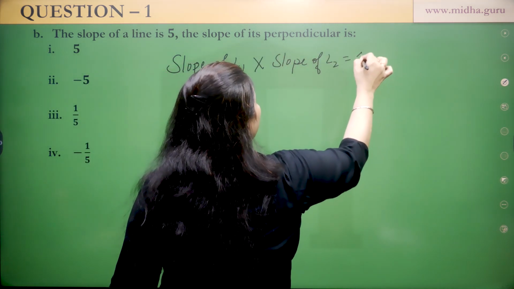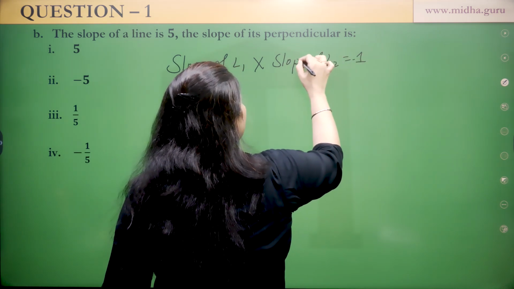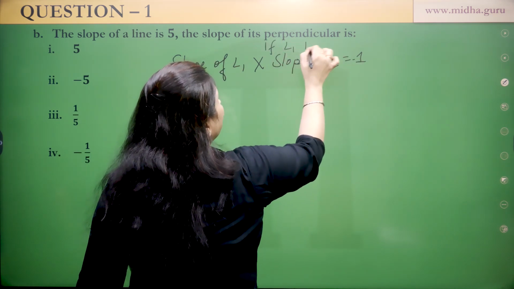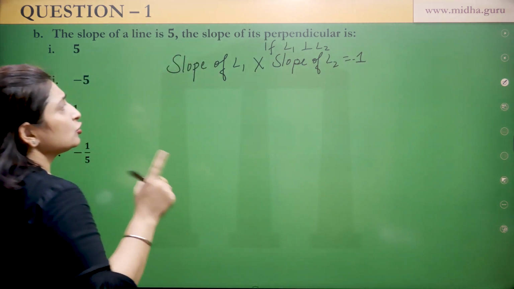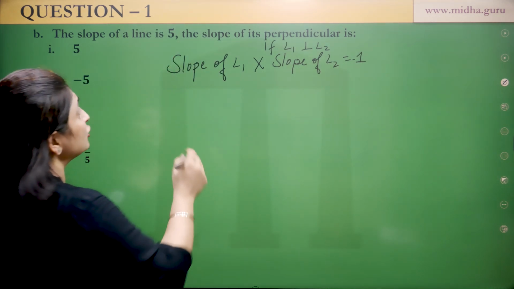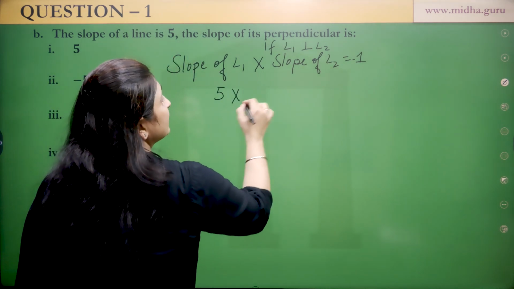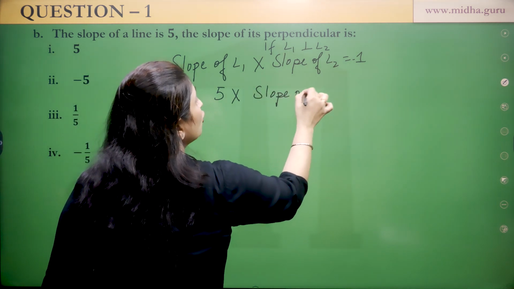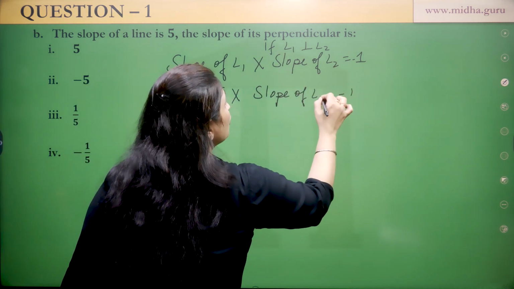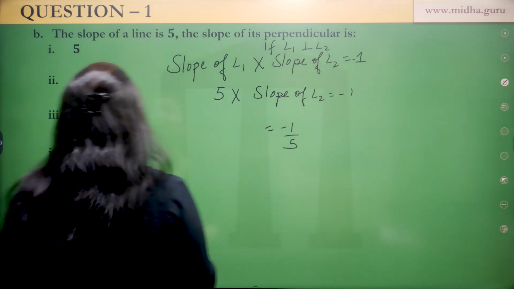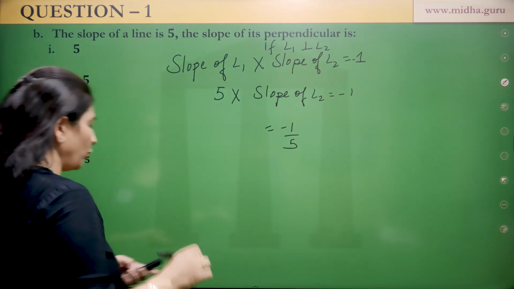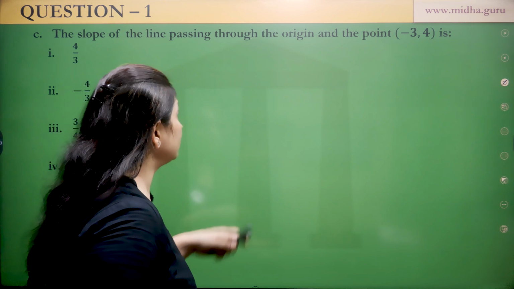Line 1 and line 2 are perpendicular lines. If L1 is perpendicular to L2, then slope of L1 into slope of L2 is equal to minus 1. If this is 5, what will be the slope of line 2? Yes, it will be minus 1 by 5. So the correct option is 4.